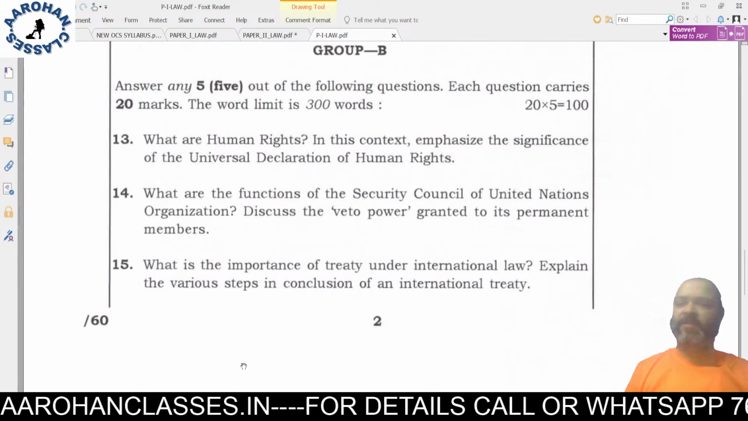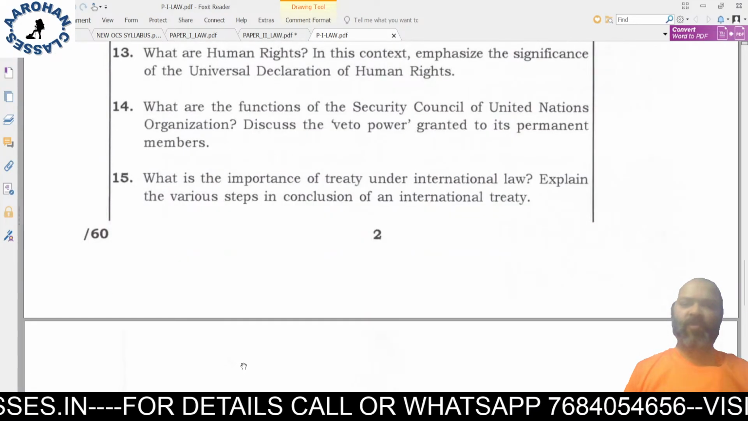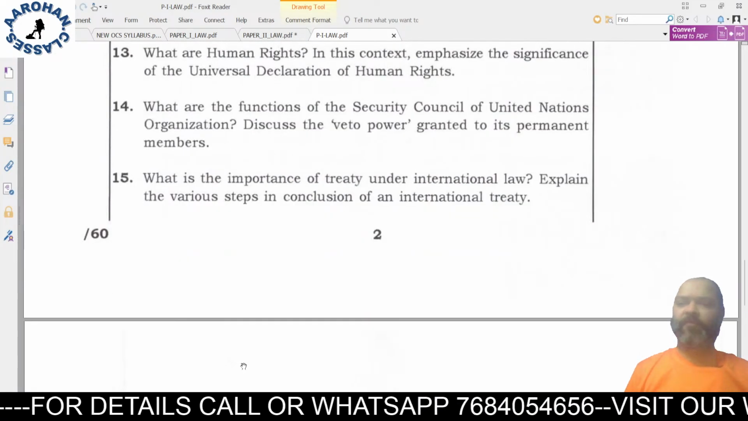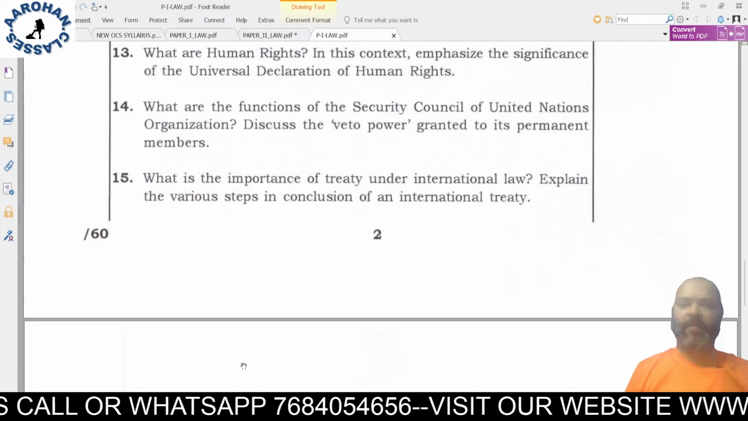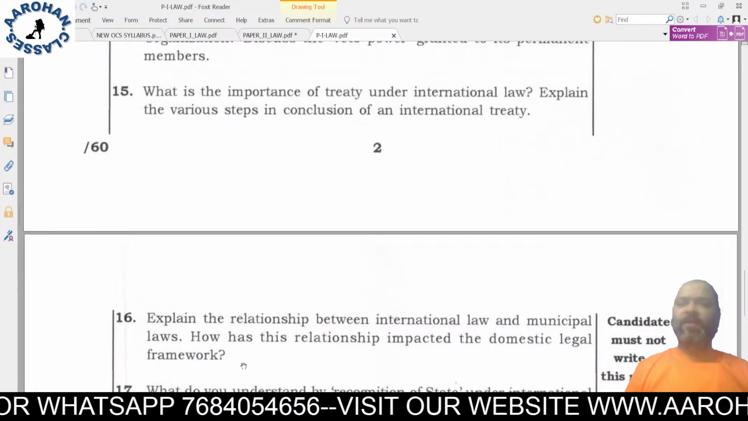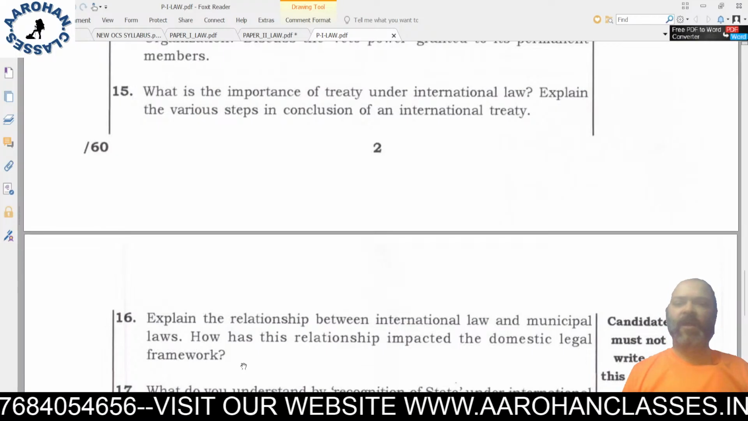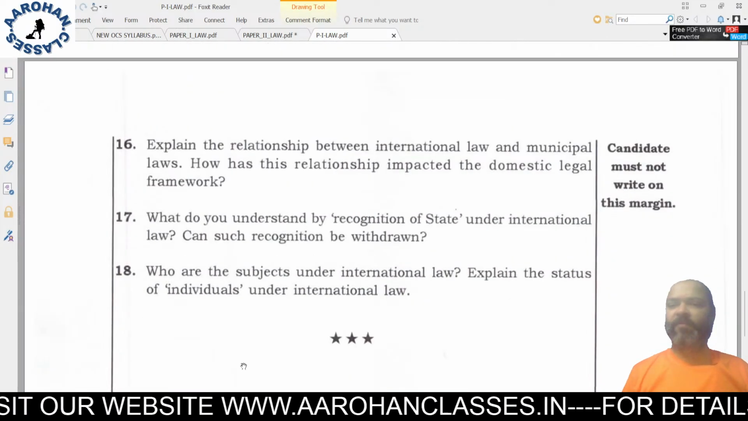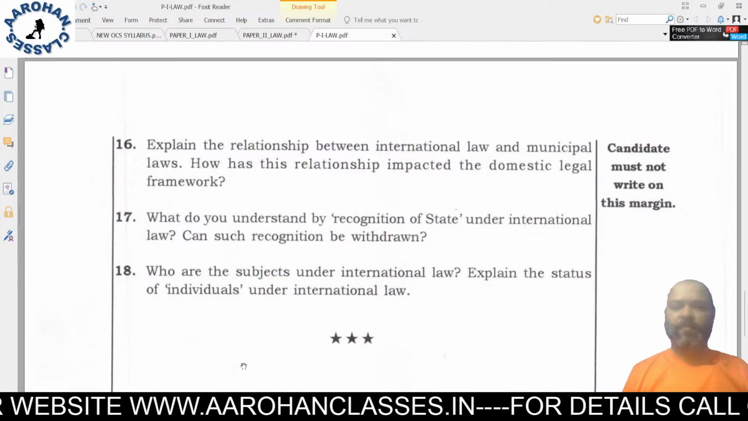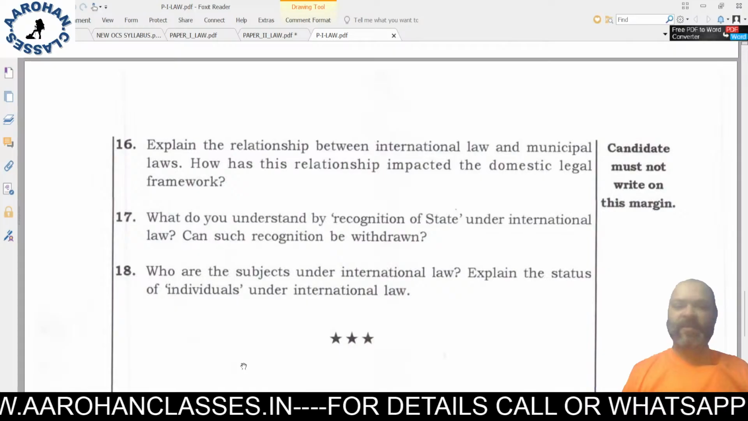What are human rights? In this context, emphasize the significance of UDHR. What are the functions of the Security Council of the United Nations Organization? Discuss the veto power granted to its permanent members. What is the importance of treaty under international law? Explain the various steps in conclusion of an international treaty. Explain the relationship between international law and municipal laws. How has this relationship impacted the domestic legal framework?